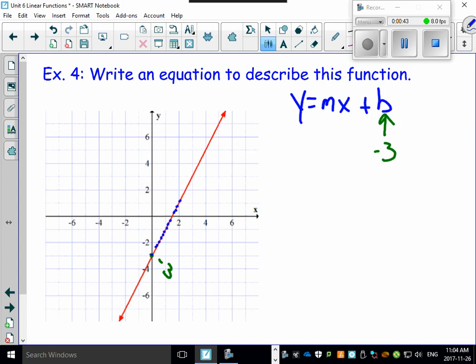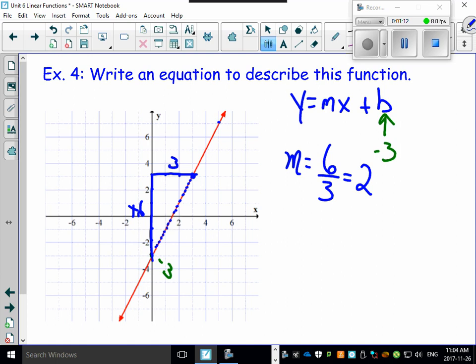Okay, so I'm going to go all the way up to right here. Now, it doesn't matter which one you use. You can use that one, you could use this one. They're all going to be the same. So watch this. I'm going to rise from here. 1, 2, 3, 4, 5, 6. So I'm going to rise 6. I'm going to run 1, 2, 3. Run 3. Okay, so my slope is my rise over the run, which is a slope of 2.